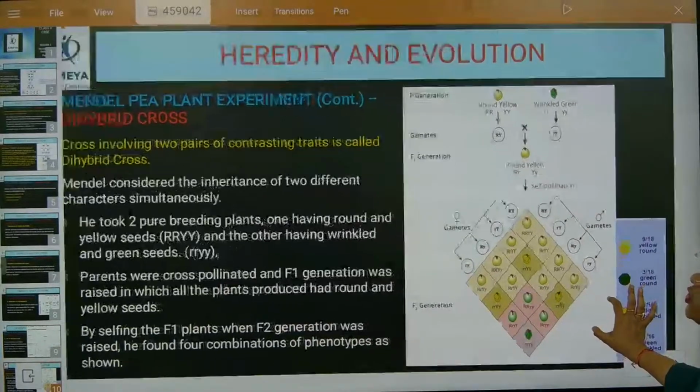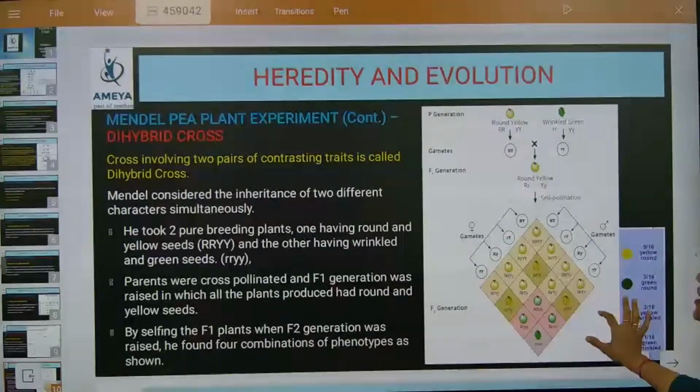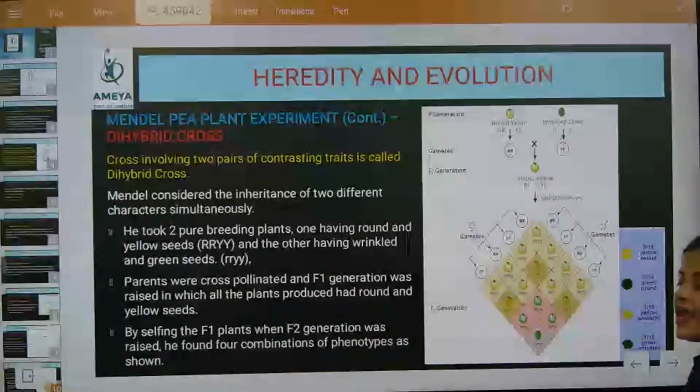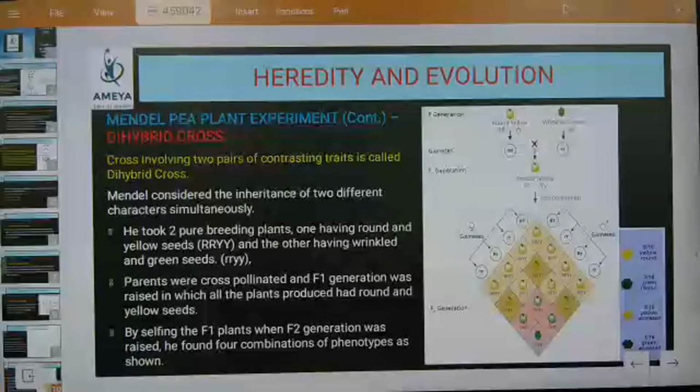Now, when two contrasting characteristics are taken, can you see here, when two characteristics have been taken. One characteristic is round, another one is wrinkled, and then yellow color and green color. So these are exactly the two important contrasting characters. When you have taken two characters, how many are exactly present?